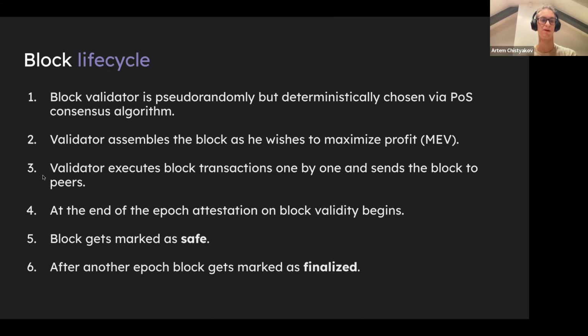Then point number 3, the validator executes block transactions one by one and sends the block to peers. Yeah, so the key point here is that the order of transactions in a block is super important, and they are executed from the top to the bottom.